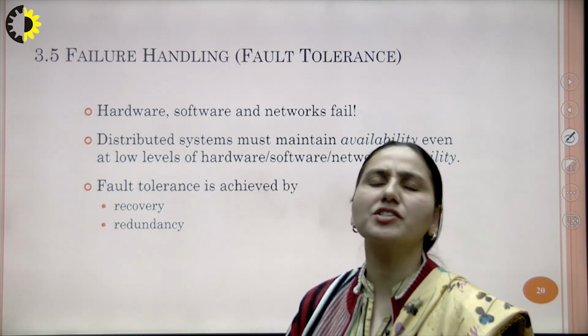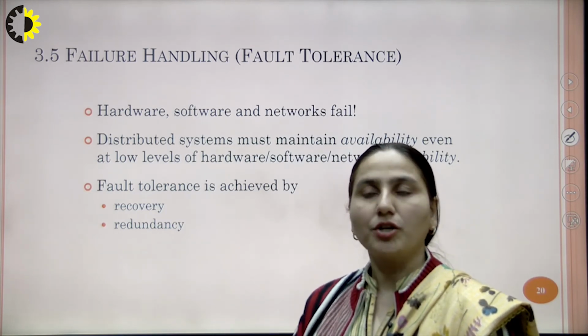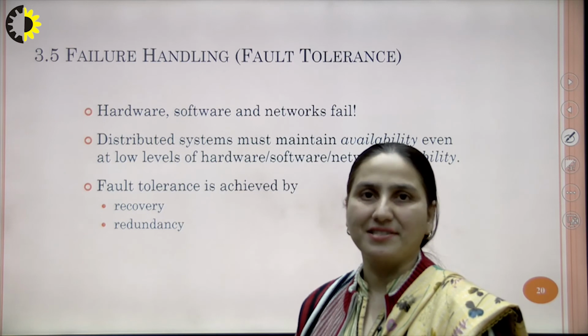Reliability. We always want the system to be reliable. The system should be trustworthy. It should be able to produce good results.